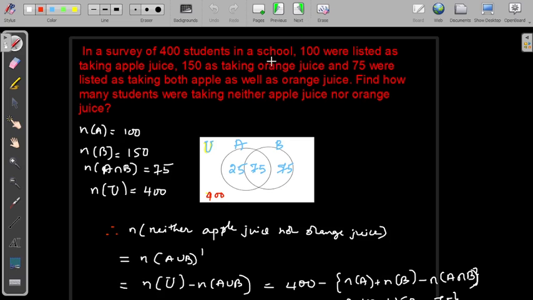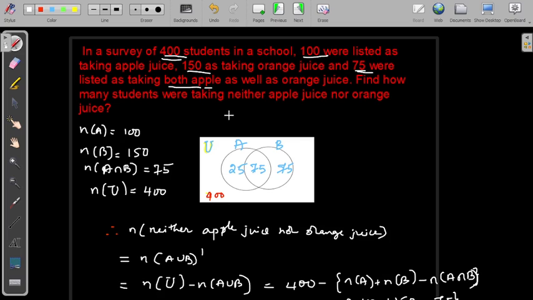So let us look into one more problem. It is also a survey kind of problem. In a survey, there are 400 students in the school. Survey means, as I told you, you always have to take n of U equal to 400. 100 were listed as taking apple juice, and 150 taking orange juice. I'll take the people taking apple juice as A and orange juice as B, so n of B equal to 150. Now 75 were listed as taking both apple as well as orange juice. Both comes for intersection, so A intersection B equal to 75.